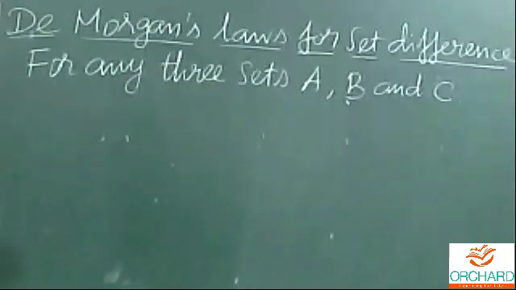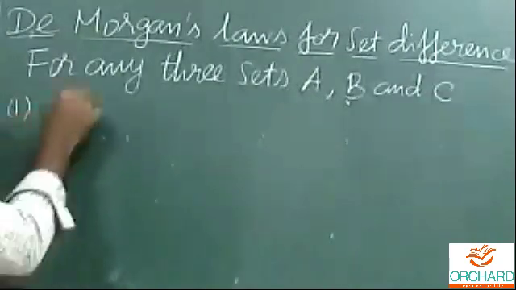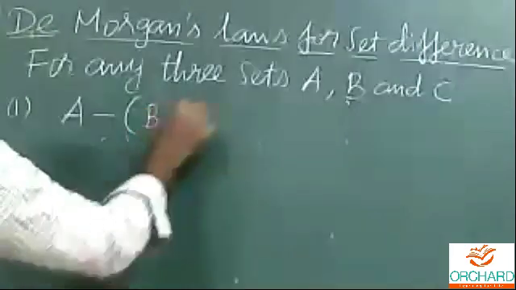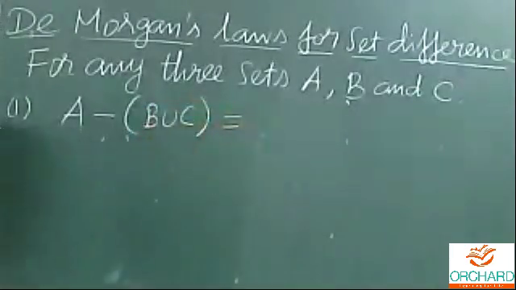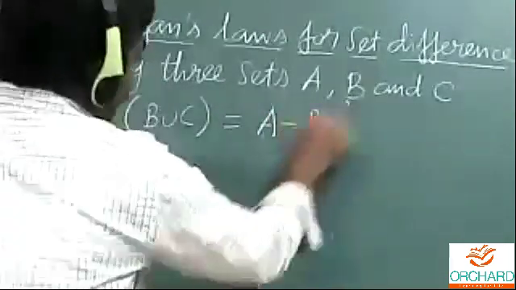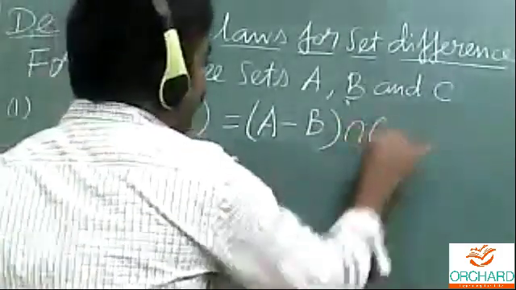What are the De Morgan laws for set difference? First one: A difference (B union C), which is equal to (A difference B) intersection (A difference C).